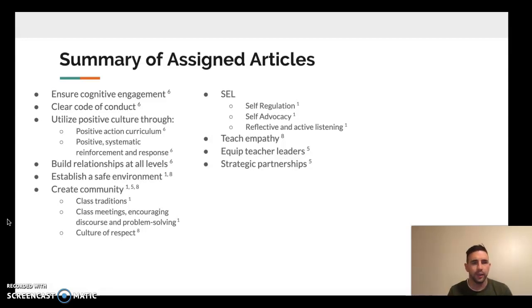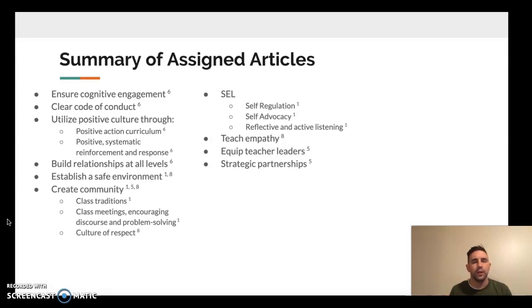Some of the things I'm going to pull out of this summary was this idea of creating cognitive engagement. You're going to see I bring this up at the end as well, but an environment that is cognitively engaging oftentimes doesn't lend itself to picking at each other or bullying each other, because I'm engaged in what's going on in front of me.